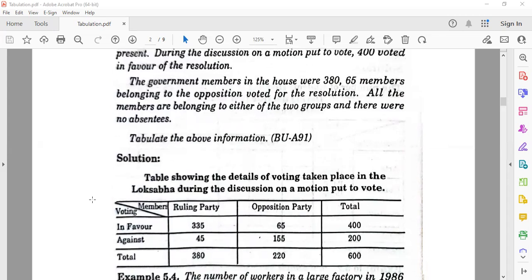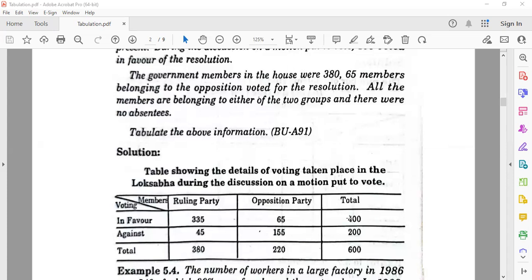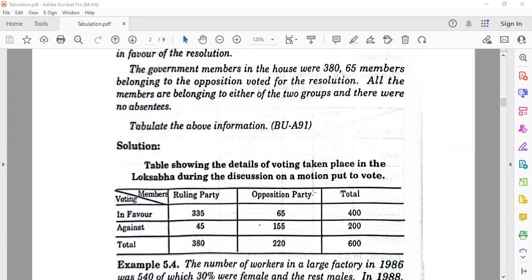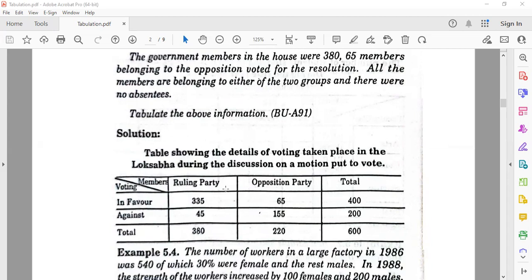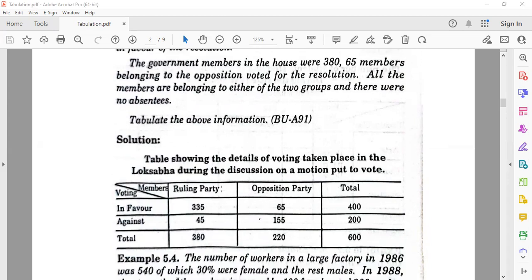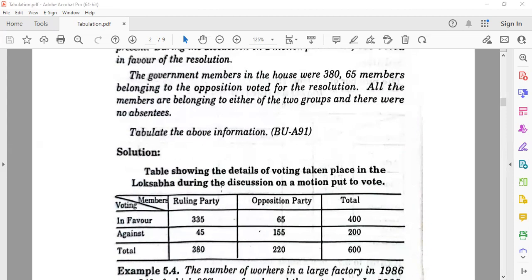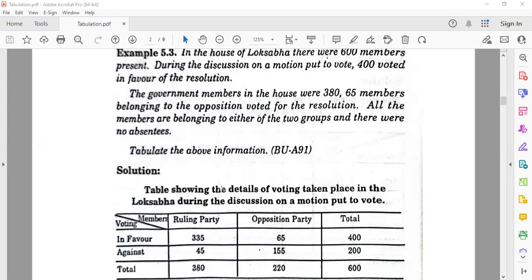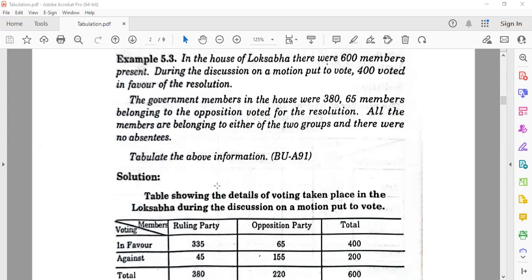The other part of the problem is pertaining to the voting. So whether voting is in favor or against. So this is voting versus the members in the Lok Sabha. Members are divided into ruling party as well as the opposition party. Voting is in favor or against. So that is how the data is divided here. Now let us take this particular given data and find out what is not given here.